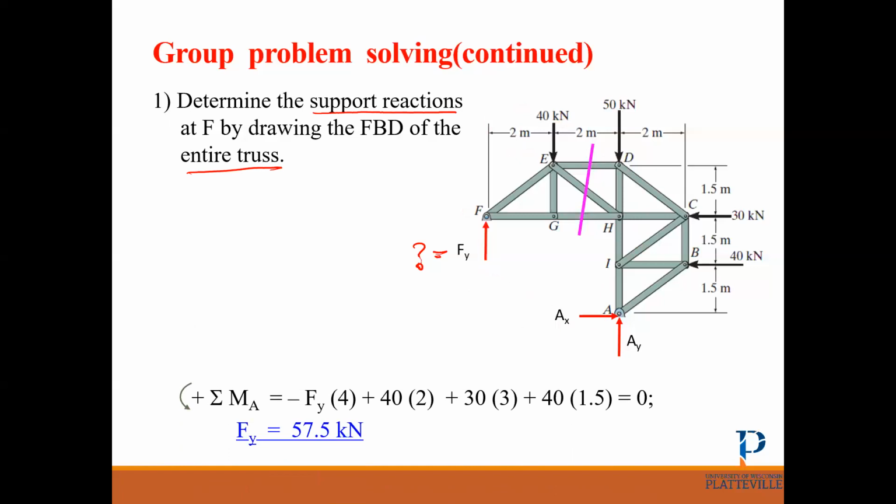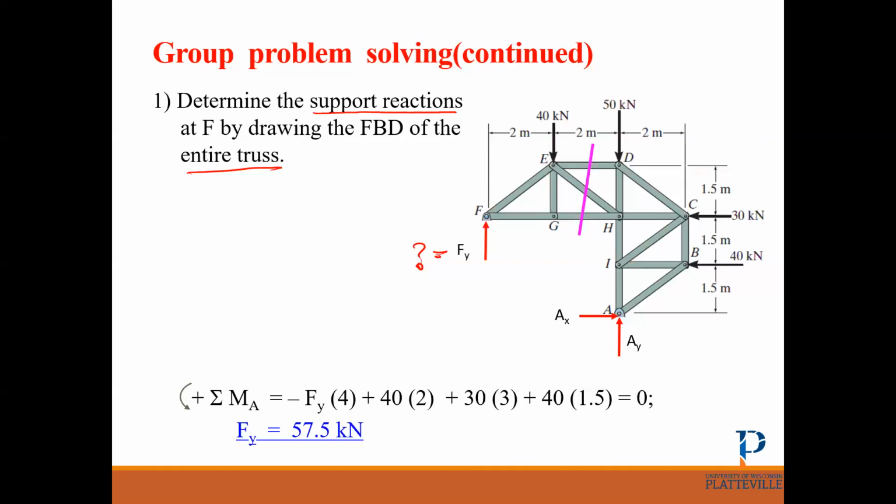clockwise moment, so it's negative. How about this 40 kilonewton? 40 kilonewton multiplied by the distance from A, which is 2 meters. As always, we use perpendicular distance. What's the direction? It makes a counterclockwise moment. So based on the direction assumption, it's positive.